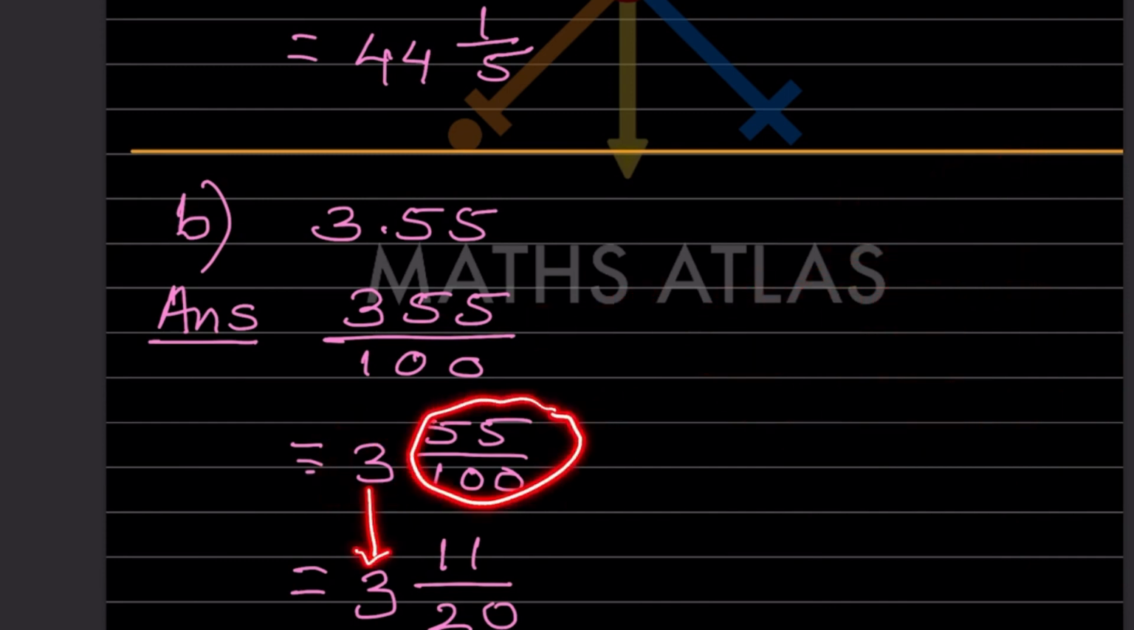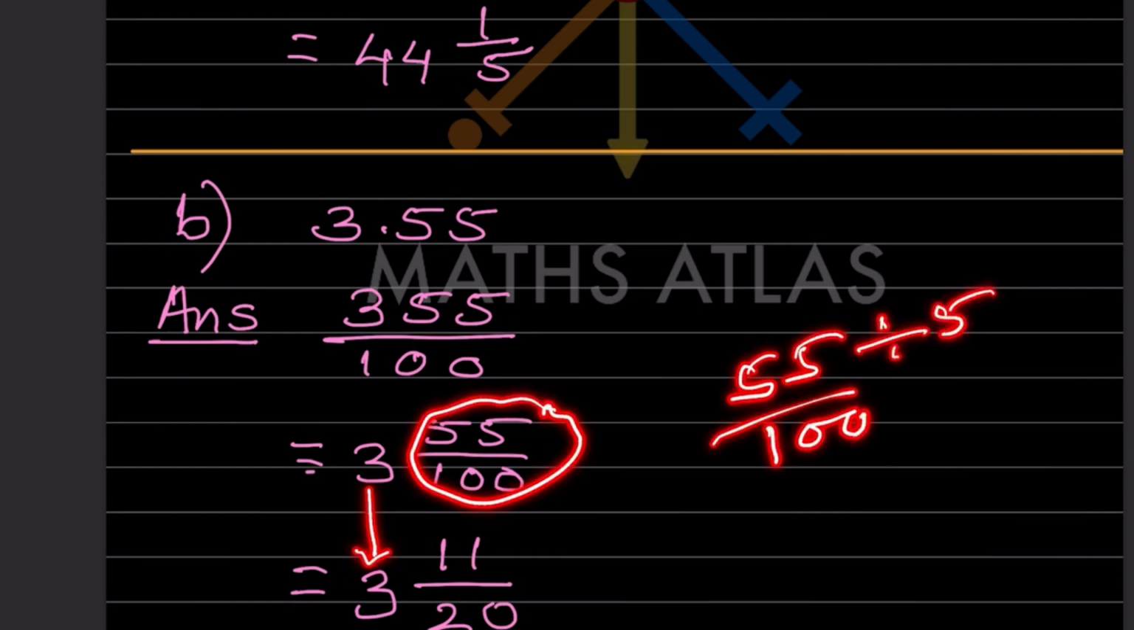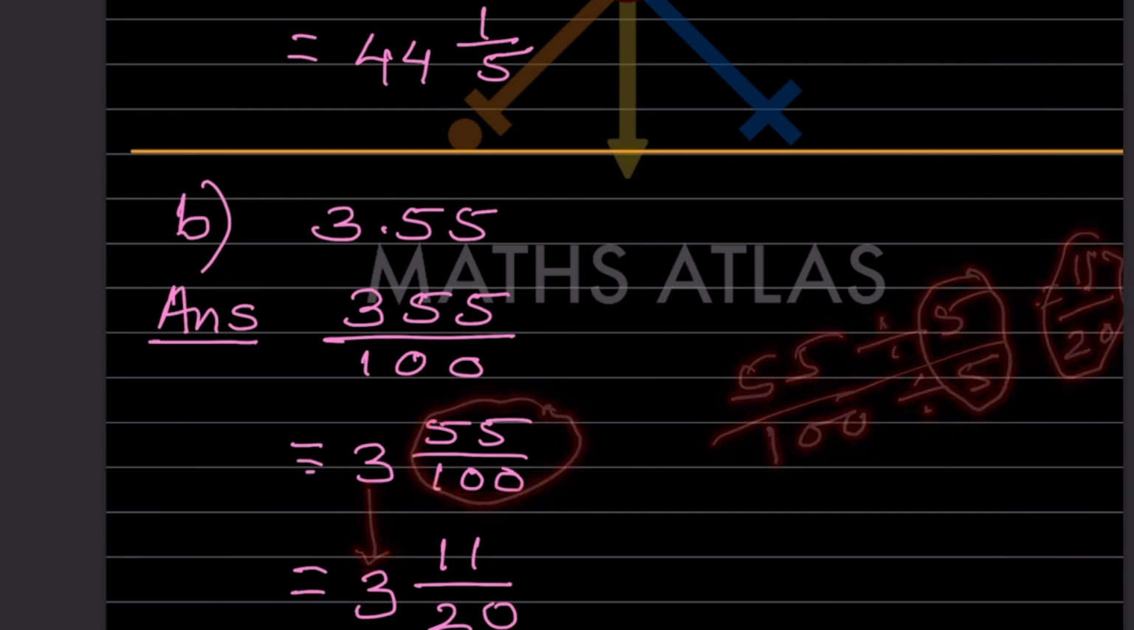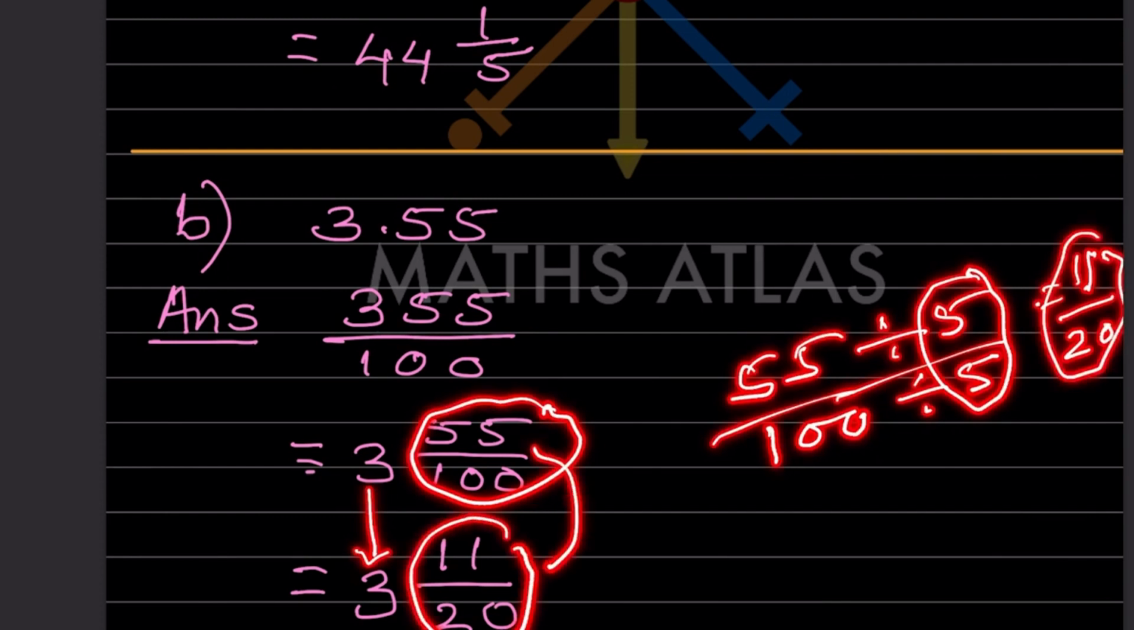Now again this we can simplify. Look here, 55 divided by 100. We can simplify this by 5. Whatever change we make, the same thing should be done on both sides, the numerator as well as the denominator. So 55 divided by 5 is 11, and 100 divided by 5 is going to be 20. This cannot be simplified further. So this will be 11 by 20. This is the simplified way.